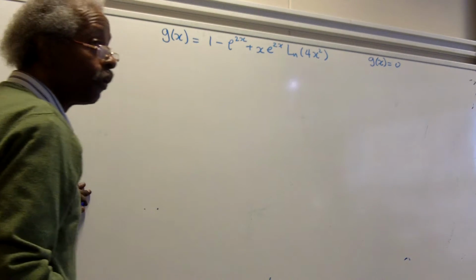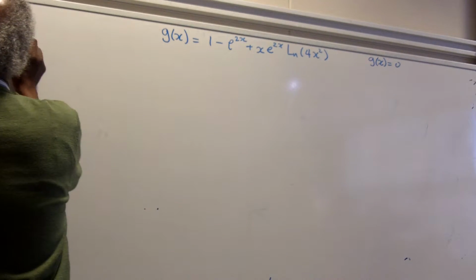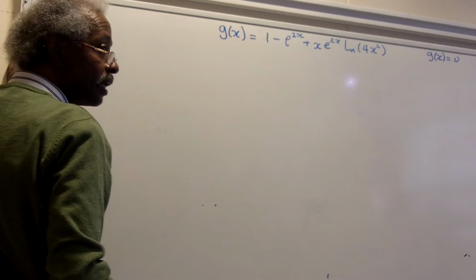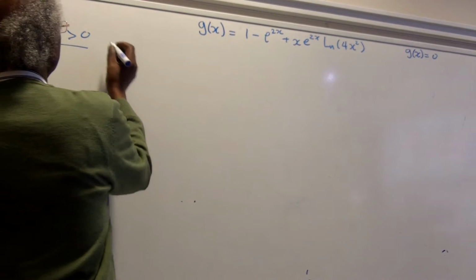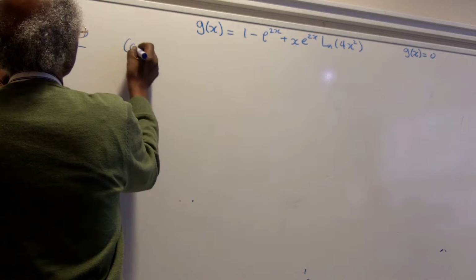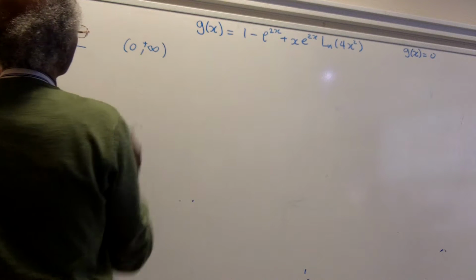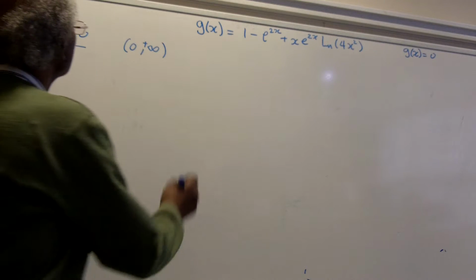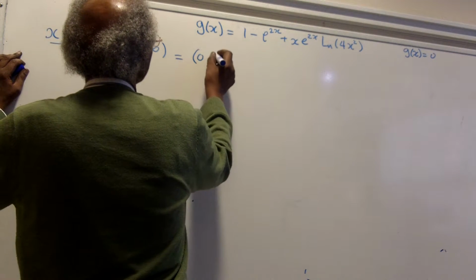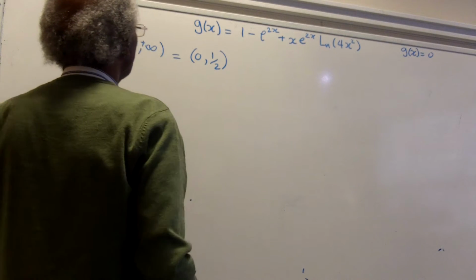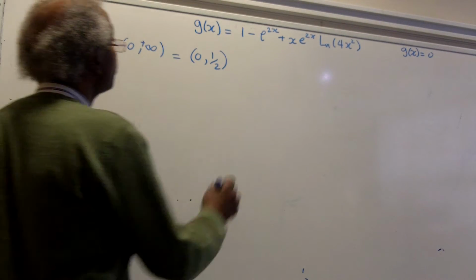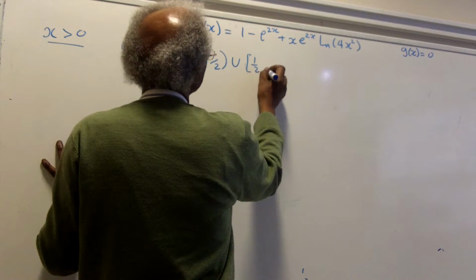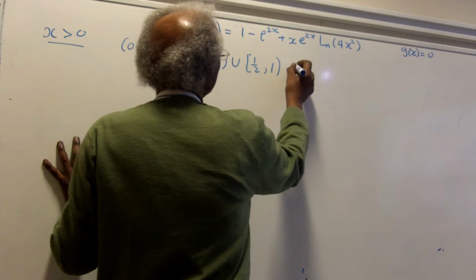Now I'm going to look first of all for positive values of x. I'm going to look at x greater than 0, all x's that are greater than 0. All of that can be written as numbers from 0 to plus infinity. But this can be written as numbers from 0 to a half, union the numbers from a half to 1, and then union.